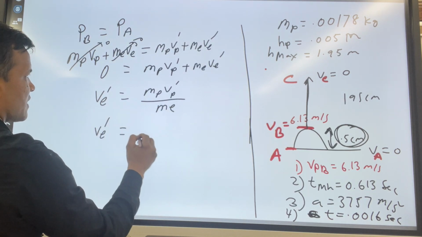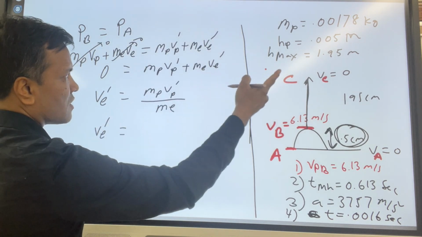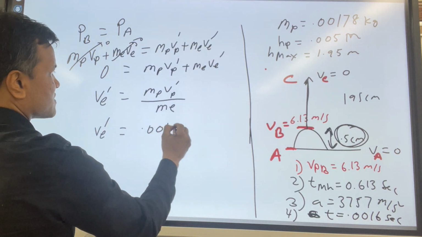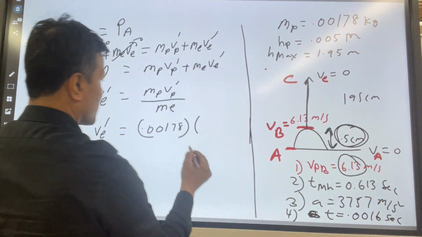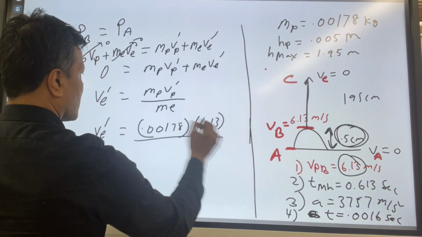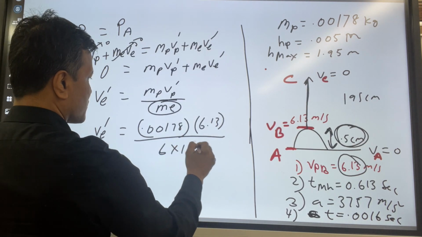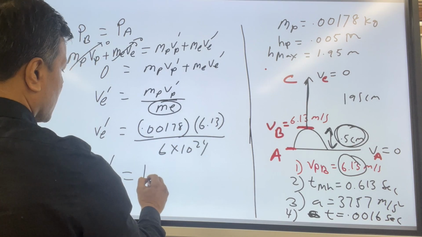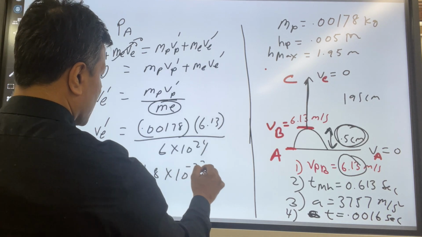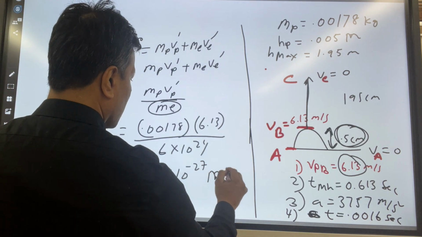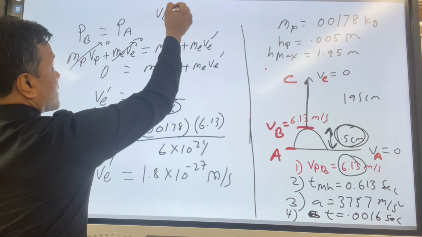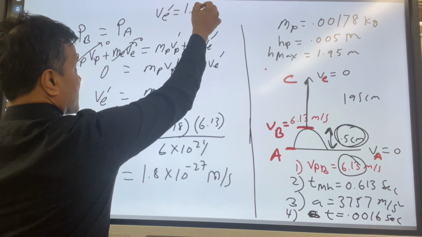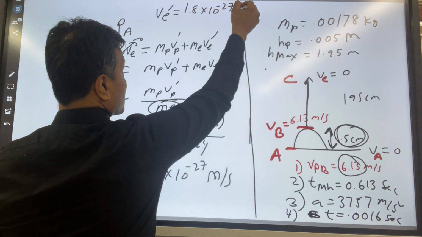So velocity of earth: m popper is very small, 0.00178. v popper is 6.13. The mass of the earth is 6 times 10 raised to 24. So the velocity is on the order of 10 raised to negative 27 meter per second, right? So the velocity of the earth is that much. So here I'm going to write, velocity of the earth is 1.8 times 10 raised to negative 27 meter per second.